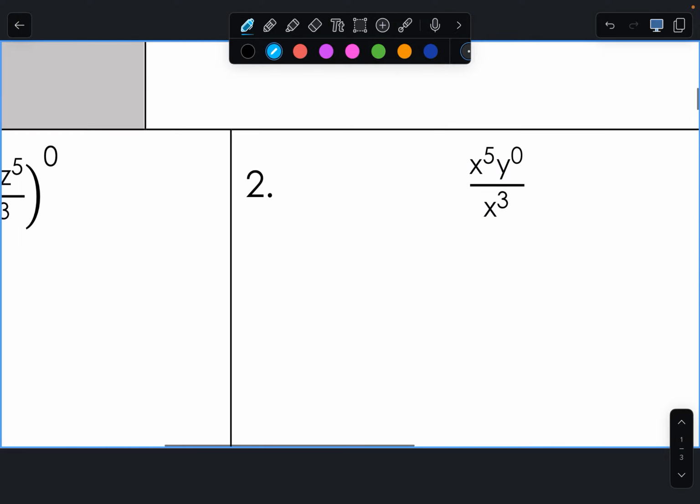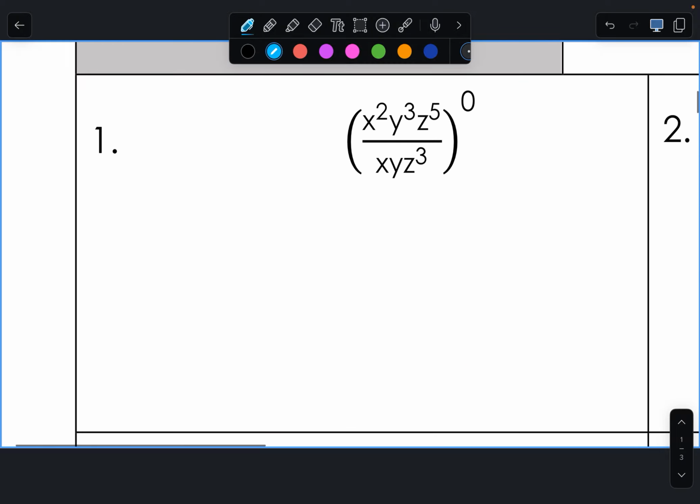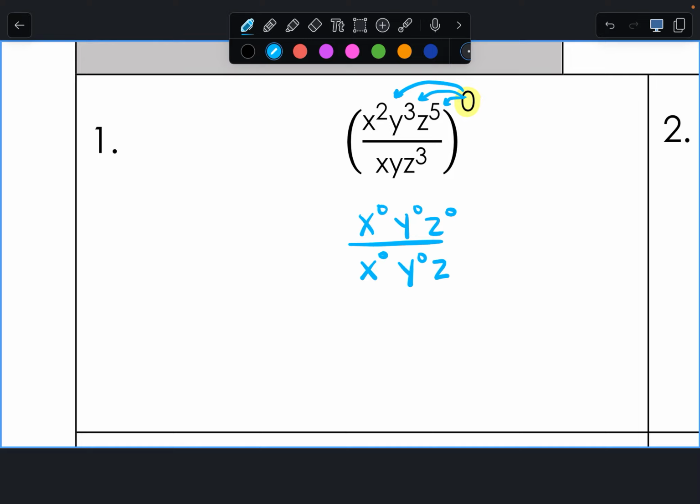All right, let's look at number 1. Notice the parentheses is around the whole fraction. So when you distribute the 0, when you multiply everything times 0, what are you going to get? 0. So x to the 0, y to the 0, z to the 0. If you multiply 0 by anything, it's 0. So anything to the power of 0 is just 1.